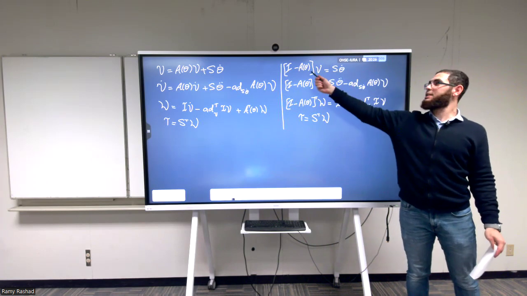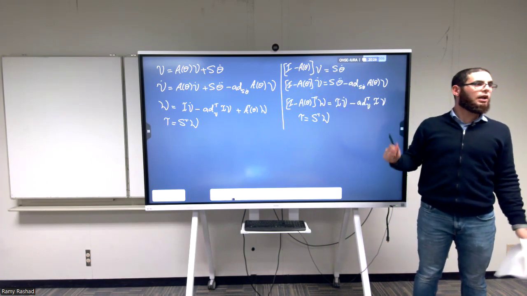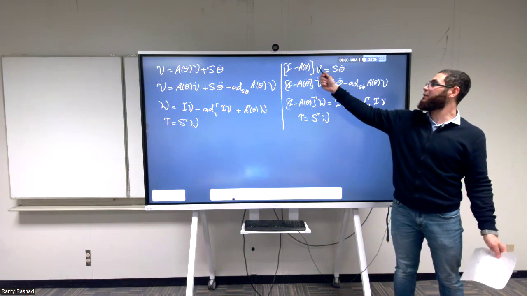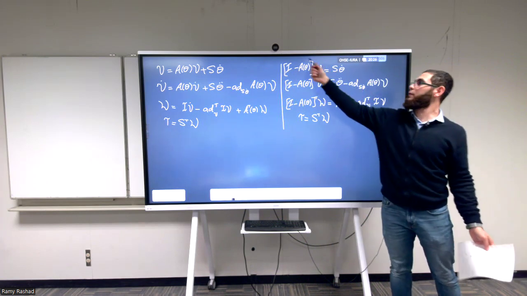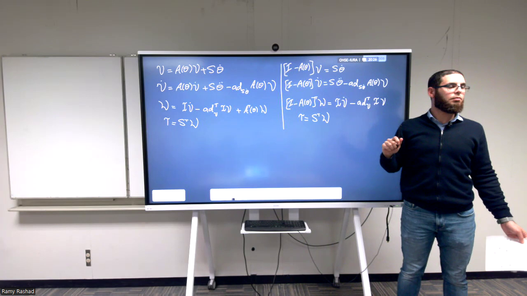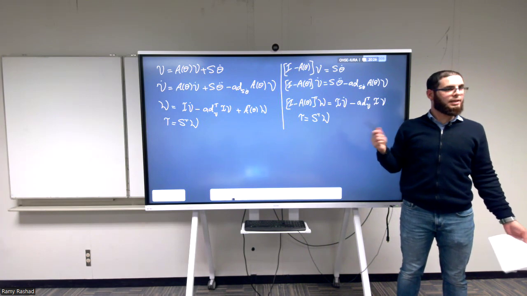Now the question is, is this matrix invertible, right? The last thing we want to do is write this as V equal to something, right? So we want to invert this matrix. Is it invertible? Luckily, yes, it is invertible.